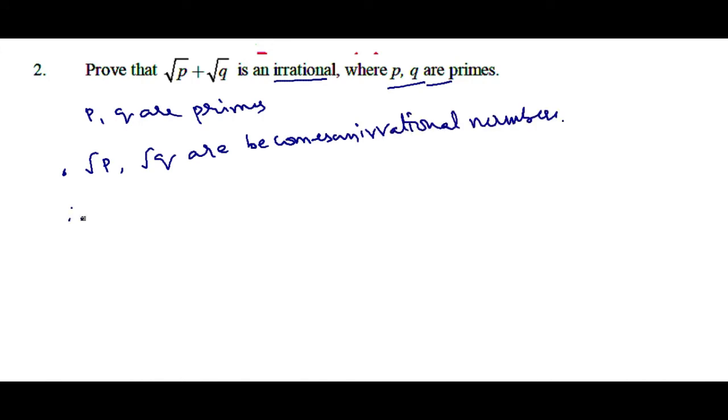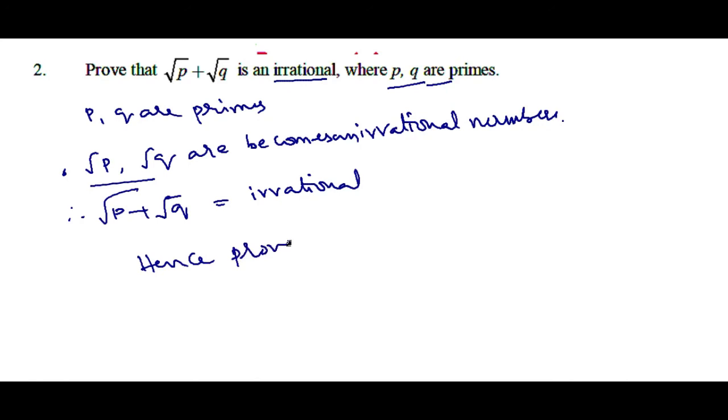So now what we are going to do, we are going to add these. So square root of p plus square root of q. If I am adding these two irrational numbers, the answer we are getting is irrational. Why? Because these both are irrational. So we can conclude, hence we can prove: if p and q are prime numbers, then root p plus root q is an irrational number.